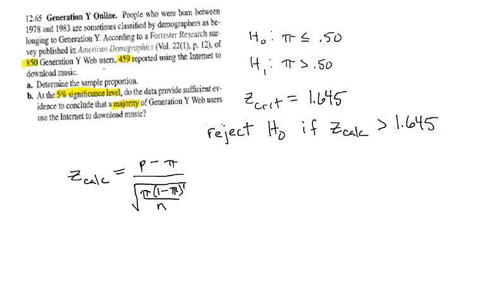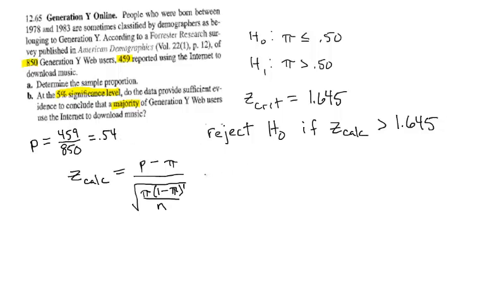And in Part A, they asked us to determine the sample proportion. That is p, and we would find that by doing the amount of people that reported using the internet divided by our n. So p is equal to 459 divided by 850. And that is equal to 0.54.